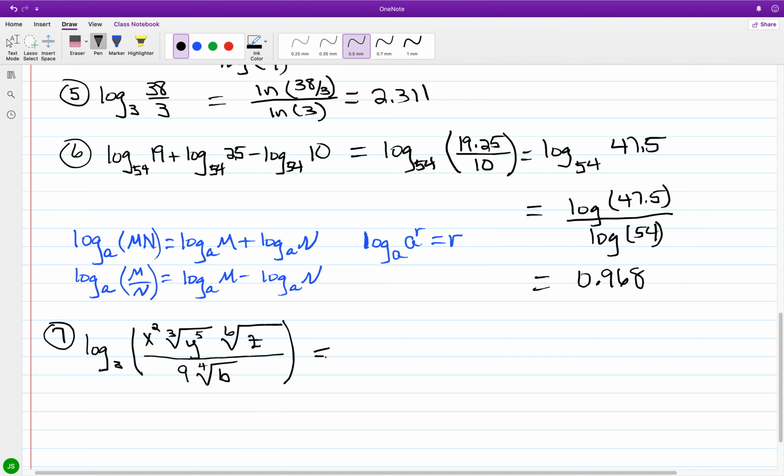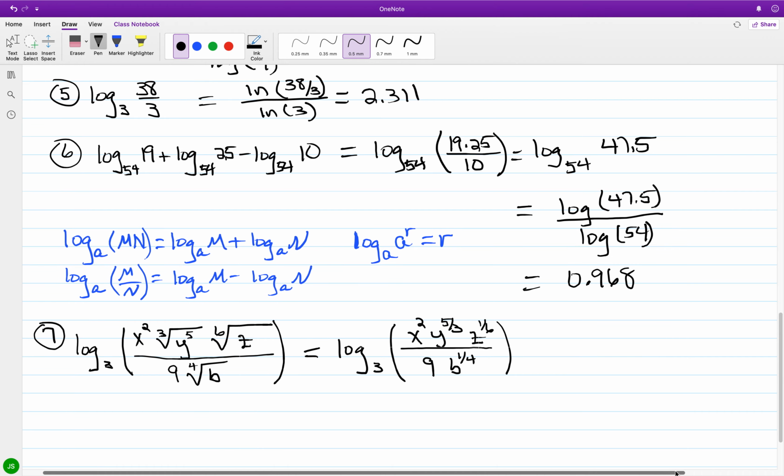Now, for number 7, we have a mix of radicals, so I rewrite the radical portions in terms of non-integer exponents. We have a base 3 logarithm of x squared times the cubic root of y to the 5th, which translates to y to the 5/3. The 6th root of z becomes z raised to the 1/6 degree, all over 9 times the 4th root of b, and the 4th root of b becomes b raised to the 1/4.